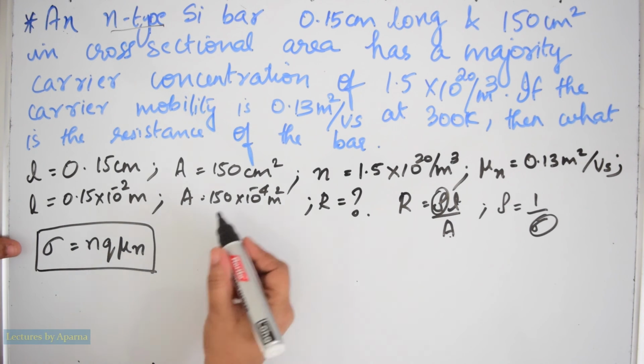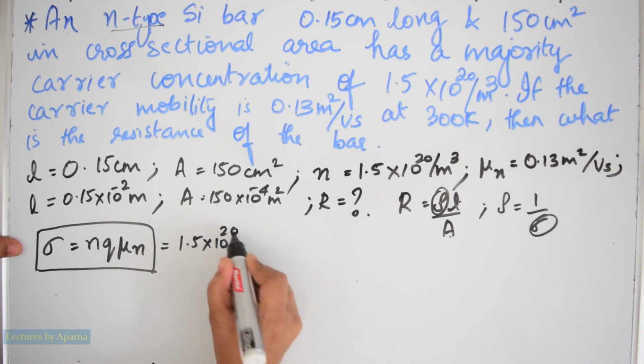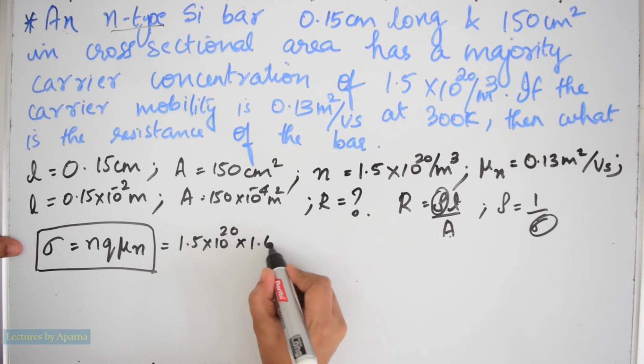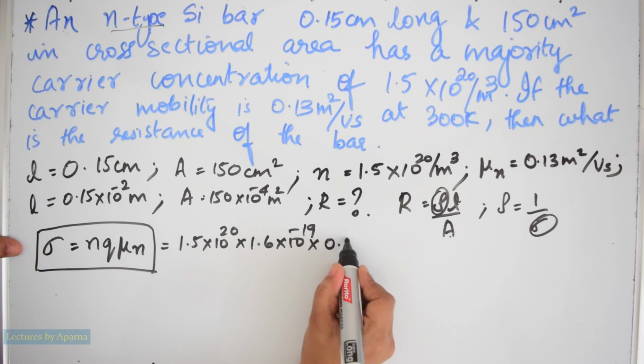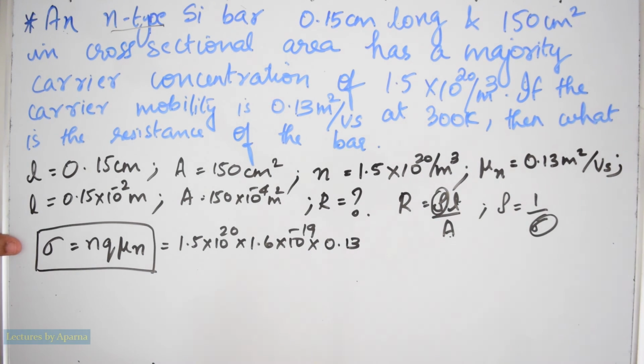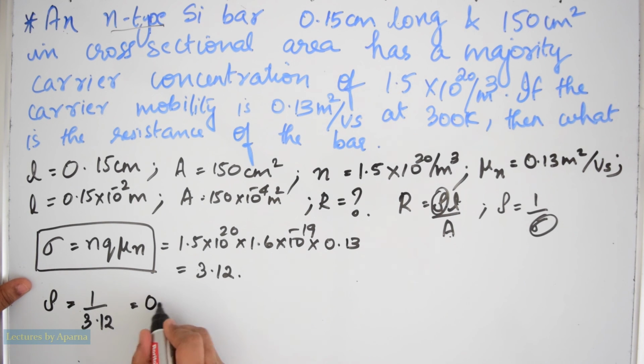Now we have to substitute the values here. N is 1.5 into 10 raised to 20 into Q is 1.6 into 10 raised to minus 19 into mu n is 0.13. Mu n is here. So this will be equal to 3.12. Now we have to find resistivity rho. Rho is equal to 1 by 3.12, which will be equal to 0.3205.